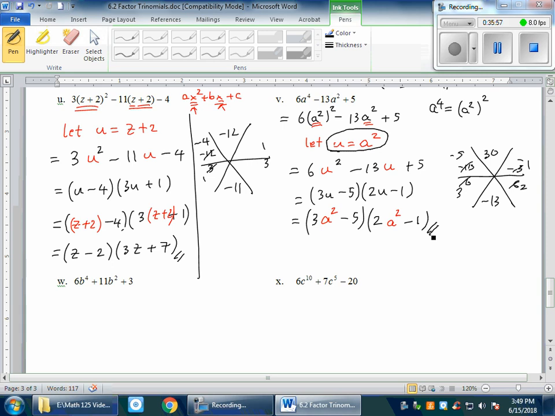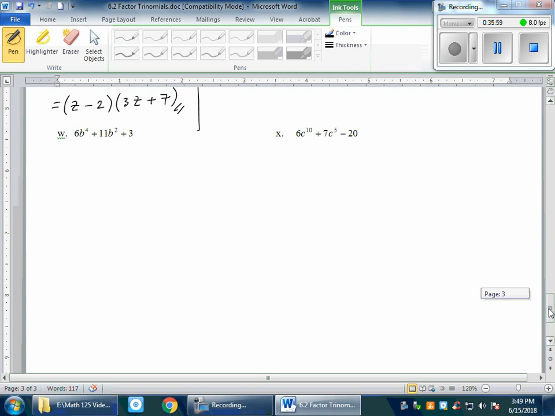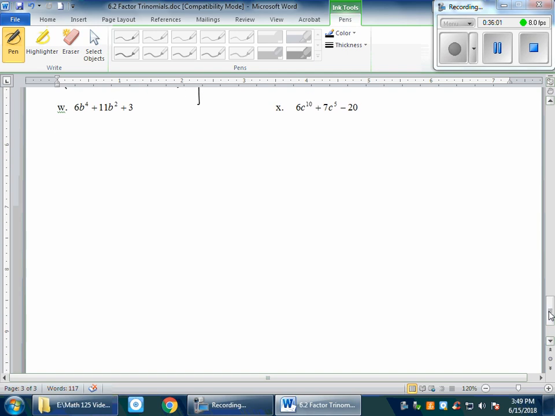So now we are on the last two examples. Hopefully you are getting the hang of it. So finally, again, similarly, we can see that b to the fourth power can be rewritten as b squared to the second power. So this will become 6 times b squared to the second power plus 11 times b squared plus 3.